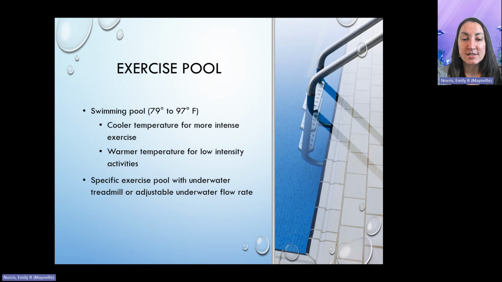And then certain exercises can be used with an underwater treadmill or with a pool that has an underwater flow rate, kind of like a stream pushing out that you can walk against for resistance. So there's different equipment that you can use based on what's available and where your treatment is.